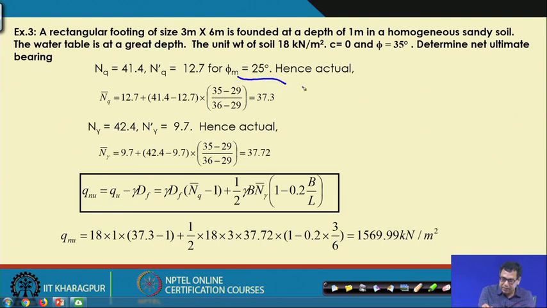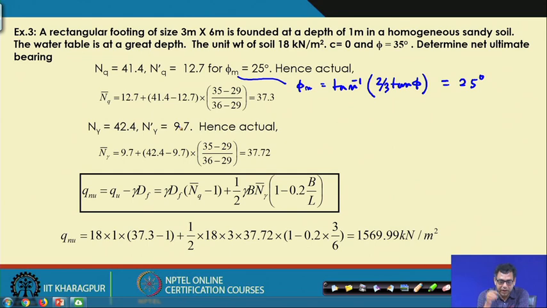So, this phi m is equal to tan inverse 2/3 of tan phi. So, this is now given as 25 degrees. So, you get the corresponding NQ and N gamma values from Terzaghi's table, and that is given as 12.7 and 9.7. So, now it is in between that.